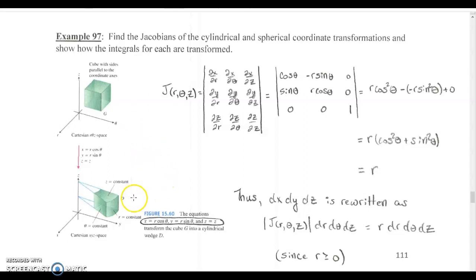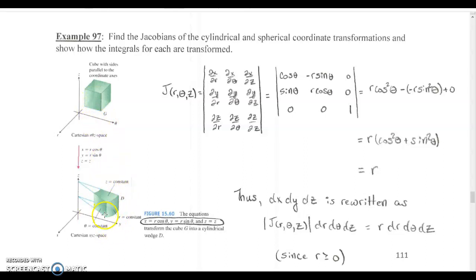But remember, we're thinking of this in a backwards way, right? What we're thinking of is we have some sort of wedge like this that is going to work with polar coordinates. So that's why we don't have this, we have this. We're working towards this, even though we're really working from this to what we're at.